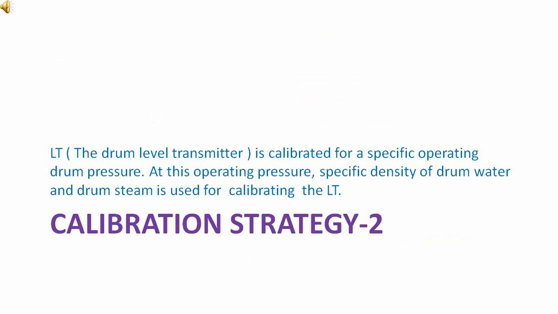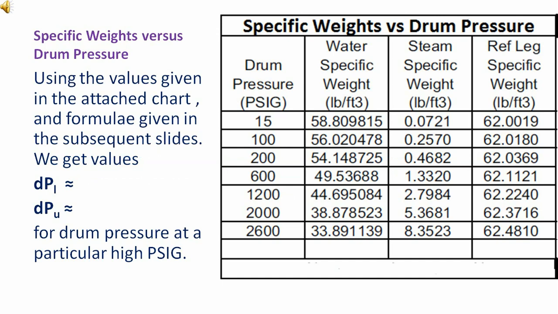Calibration strategy 2. LT, the drum level transmitter, is calibrated for a specific operating drum pressure. At this operating pressure, a specific density of drum water and drum steam is used for calibrating the level transmitter. Here we have shown the chart for specific weights versus drum pressure. Using the values given in the attached chart and formulae given in the subsequent slides, we get values for DP subscript L and DP subscript U for drum pressure at a particular high PSIG.